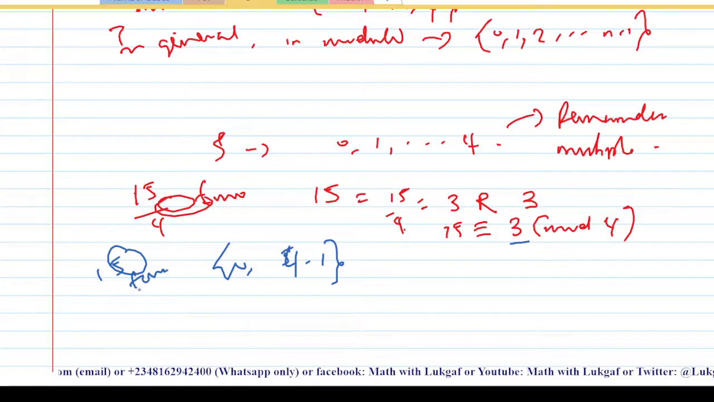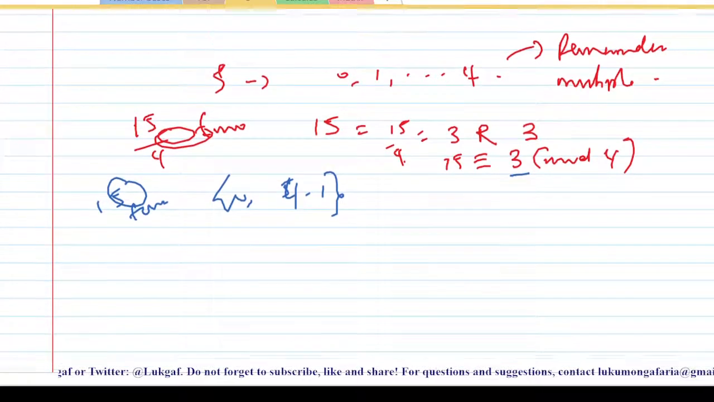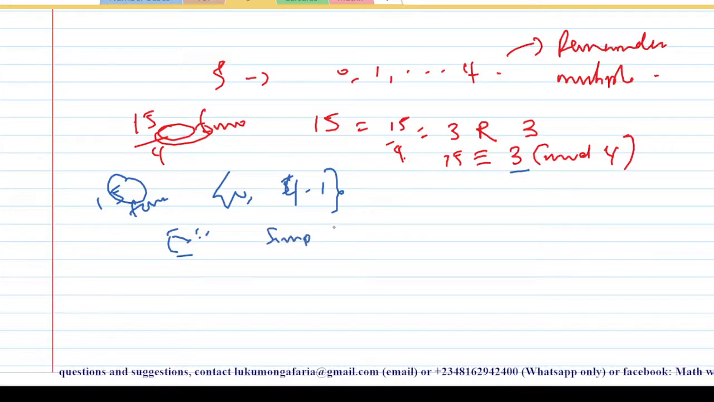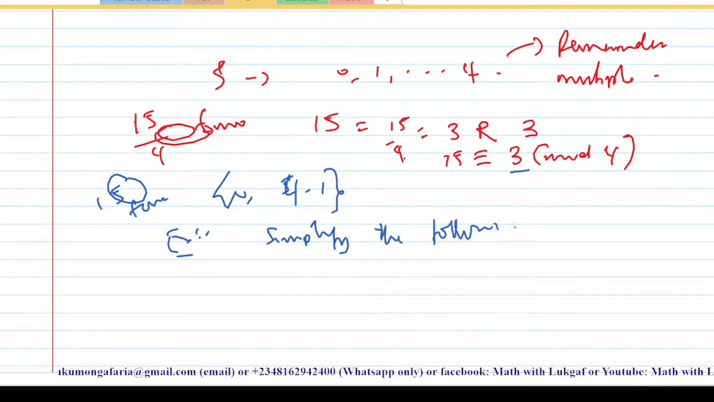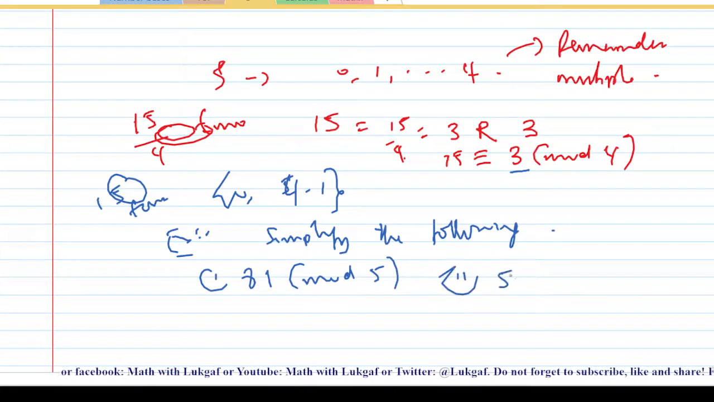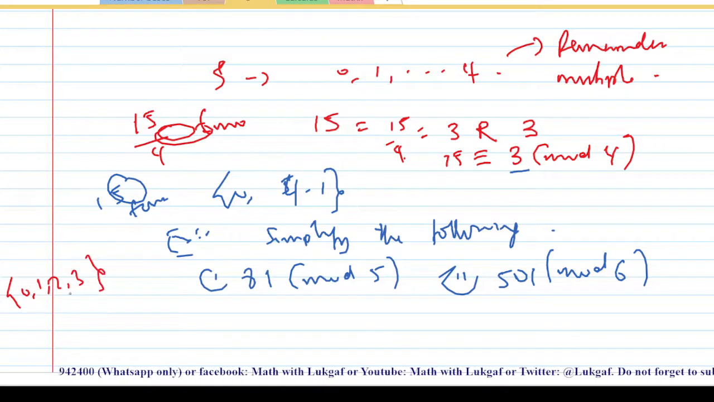So when you say modular arithmetic, it is a set of numbers that wrap around after they reach a certain number. Let me give you an example to back it up. Simplify the following: number 1, 81 mod 5. Number 2, 501 mod 6. Don't forget I told you that when we are working with modulo 4, all the integers are reduced to 0, 1, 2, 3. You understand that? You can only have these remainders.